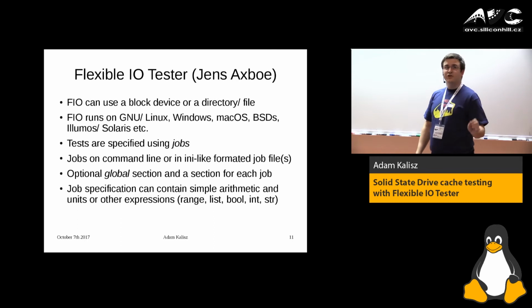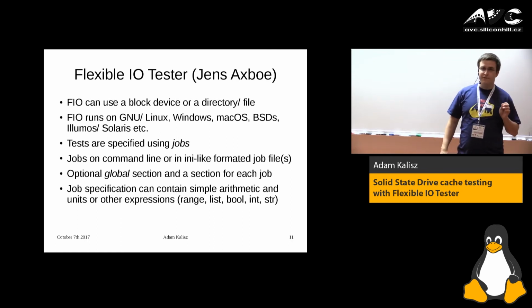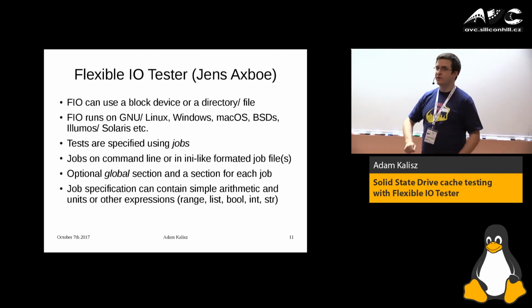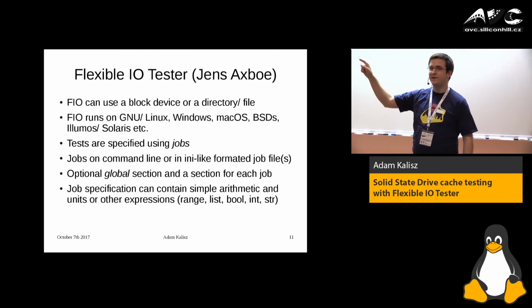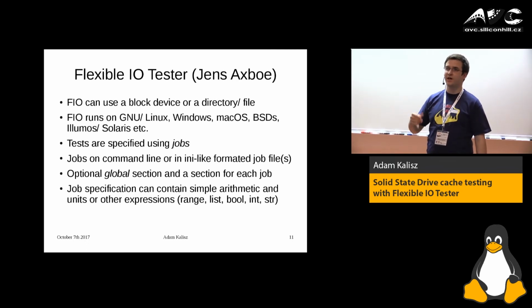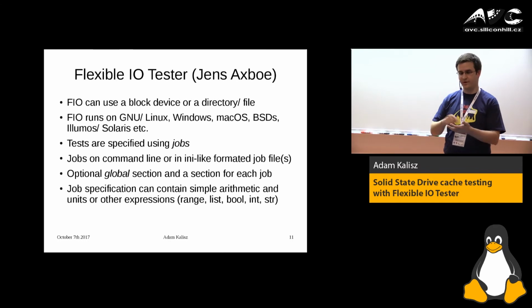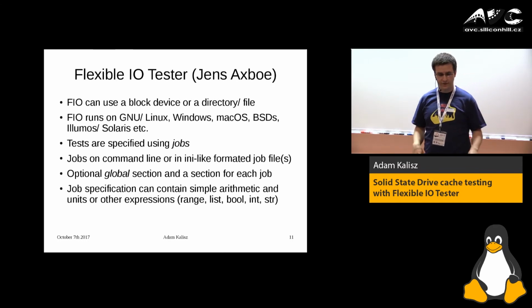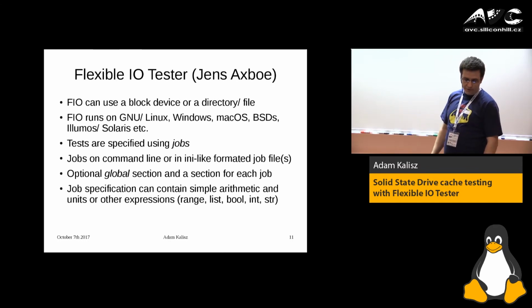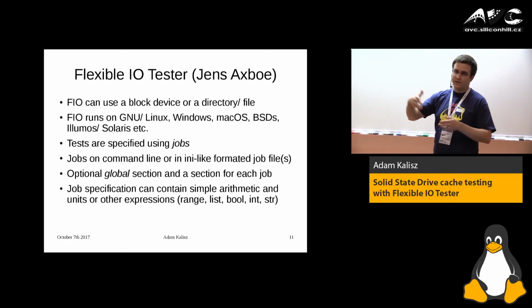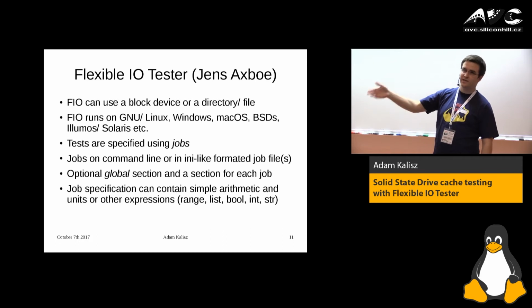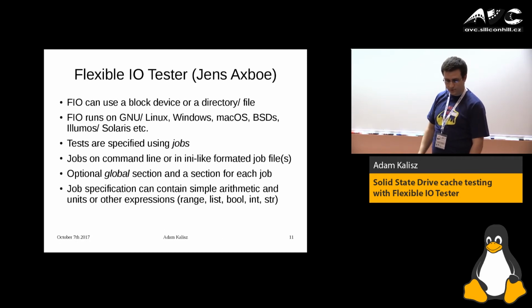The specification file can contain some arithmetic. You can, for instance, say, okay, I want to do 512 1 meg accesses, and it computes all that, and you don't have to do your calculations beforehand. So that's very handy. You can provide expressions and units. Obviously, you can say, okay, I want it in megabytes, I want seconds, and so on.